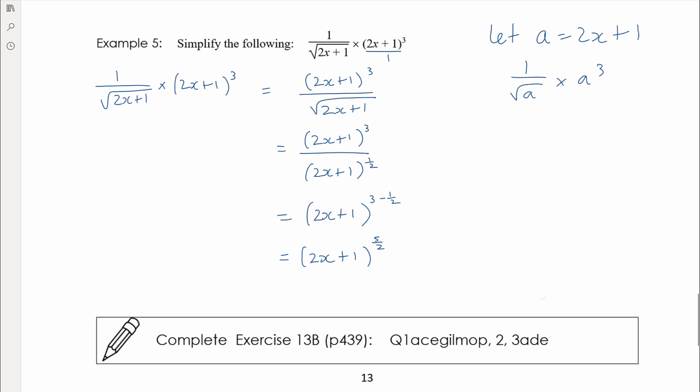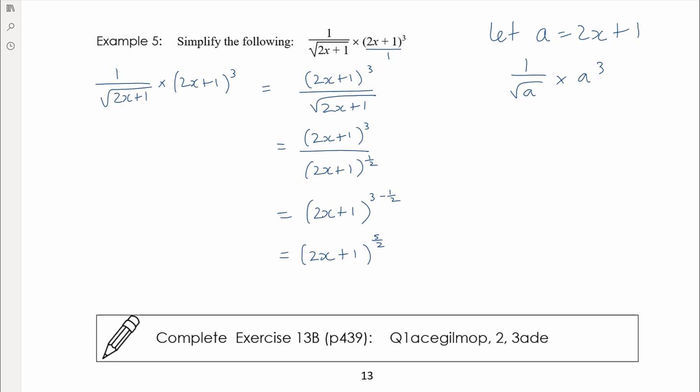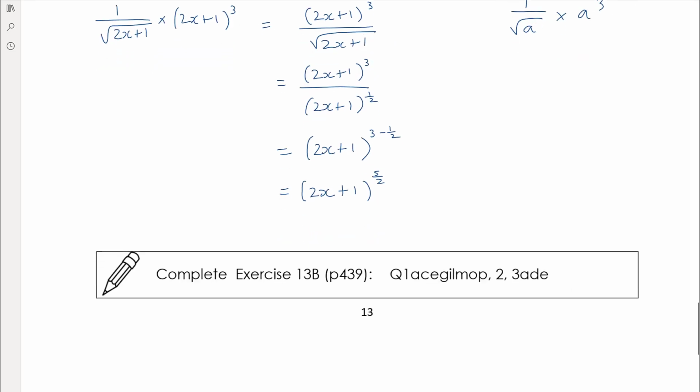Okay, so you've also got some work on fractional indices. It looks like about every second part possibly of question 1, question 2, and then a couple of parts from question 3.